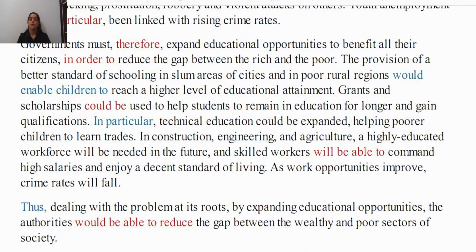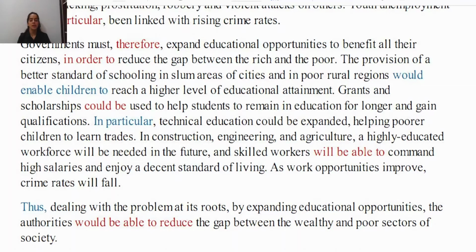Governments must therefore expand educational opportunities to benefit all their citizens in order to reduce the gap between the rich and the poor. The provision of a better standard of schooling in slum areas of cities and in poor rural regions would enable children to reach a higher level of educational attainment. Grants and scholarship could be used to help students to remain in education for longer and gain qualifications.